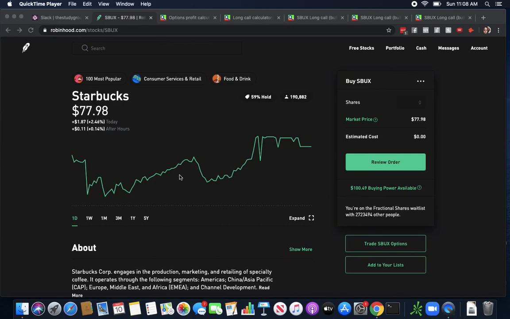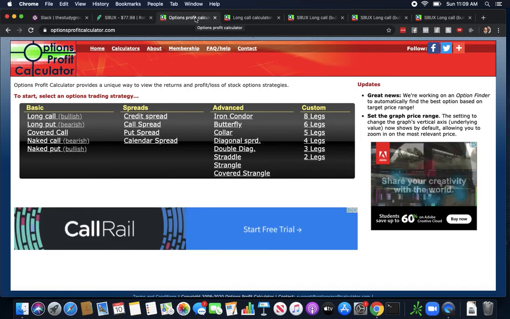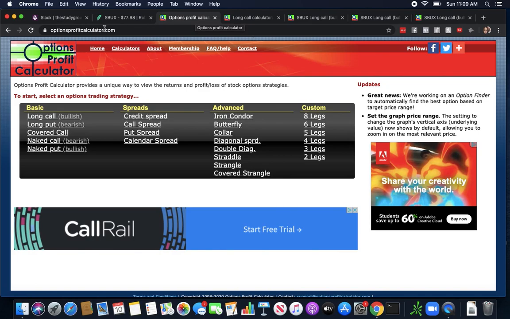I am going to just walk through something that we didn't get to go over on the call last night really quickly, which is using the options profit calculator to figure out which strike price and which premium you should get based on your situation, right? So this is the options profit calculator. I'll drop this link in the group.